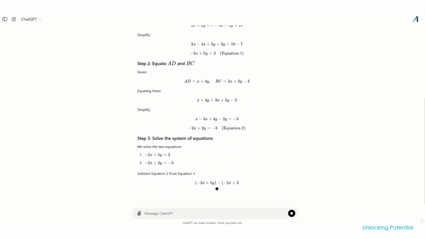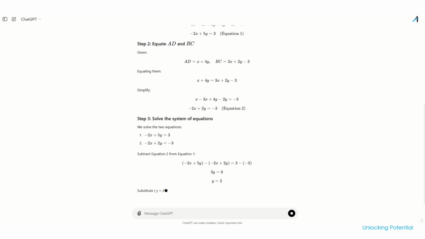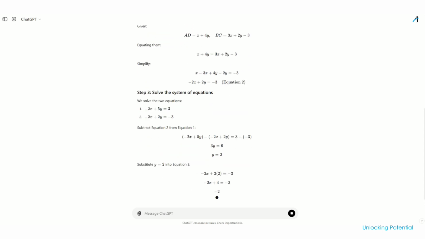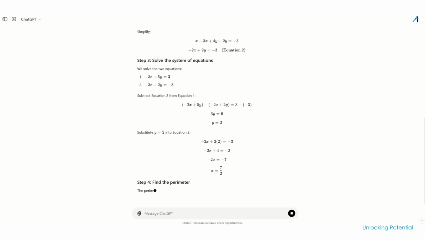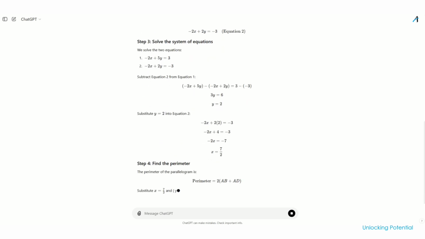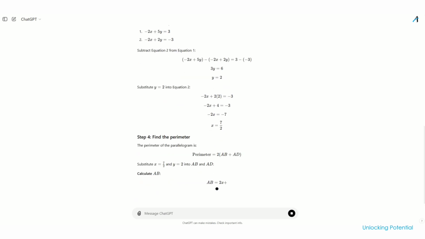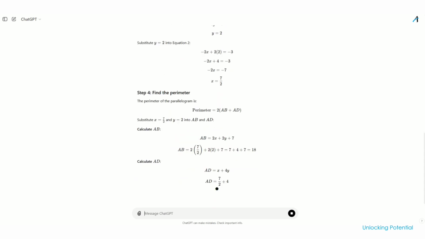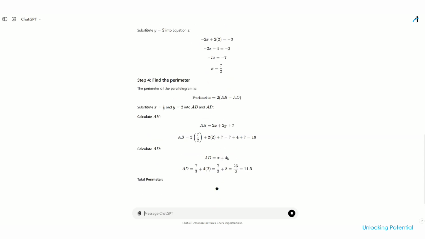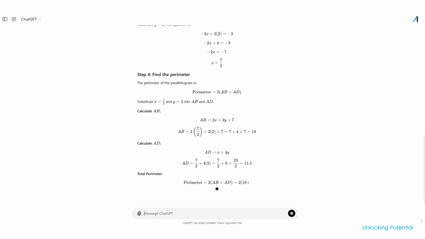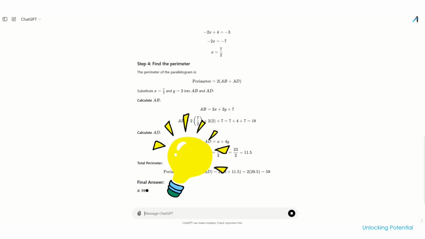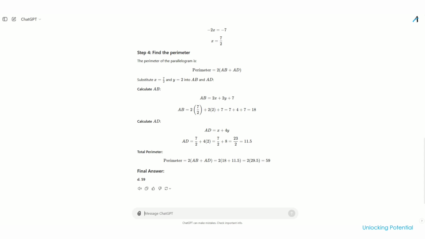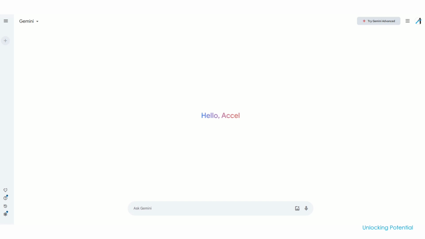Alright, it's trying to solve the problem. Okay, it's trying to find the perimeter now, which means that we're about to get the answer. Alright, and it gave us the correct answer, letter D, 59. Great job, AI. Now let's try this in Google's Gemini.